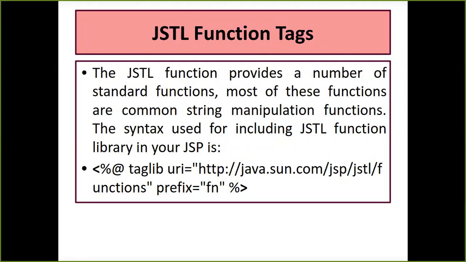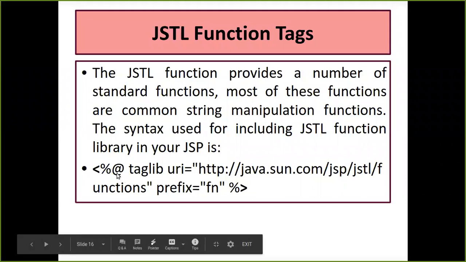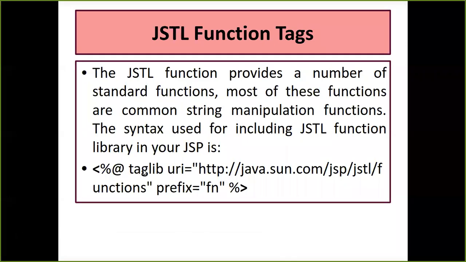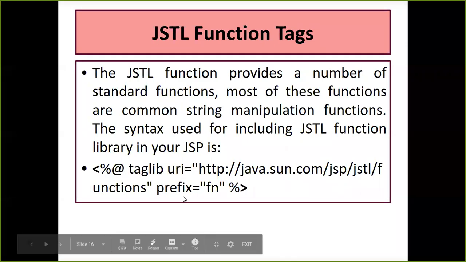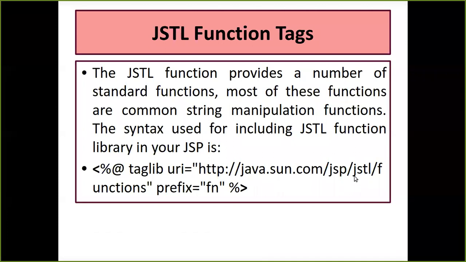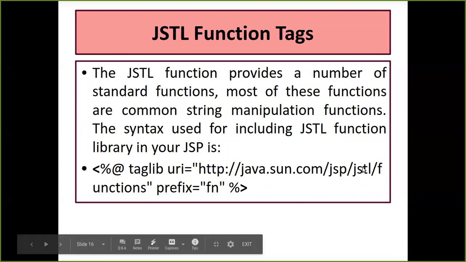What is going to be the syntax for this function tag? As we know, we are making use of a directive, so it starts with @. What directive are we making use of? Taglib. We have two attributes, that is URI and prefix. So what URI have we given over here? The same java.sun.com, JSP, JSTL, and we have functions. So that core is now going to be replaced with what?